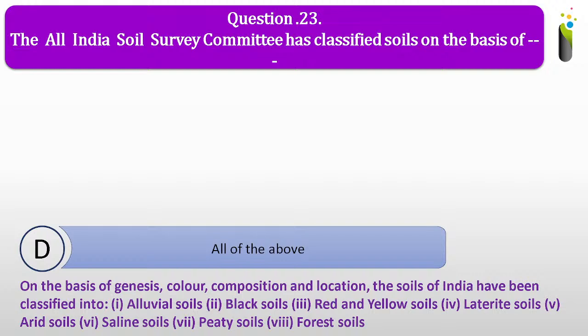Remember, on the basis of genesis, that is formation, color, composition, and location, the soils of India have been classified into first alluvial soils, second black soils, third red and yellow soils, fourth laterite soils, fifth arid soils, sixth saline soils, seventh peaty soils, and eighth forest soils.